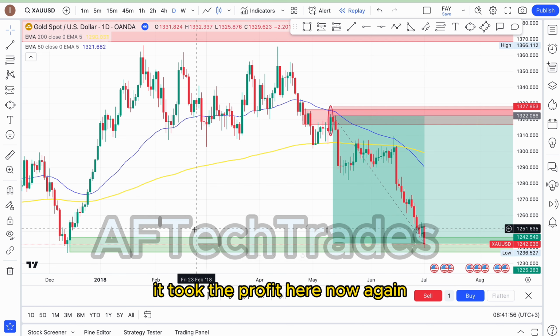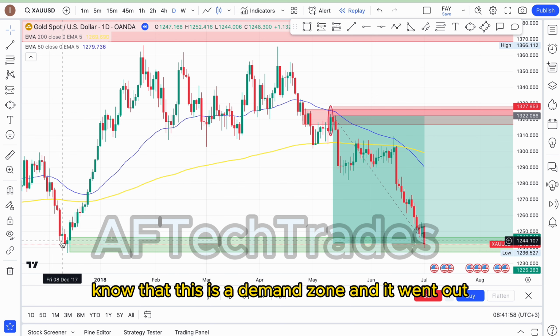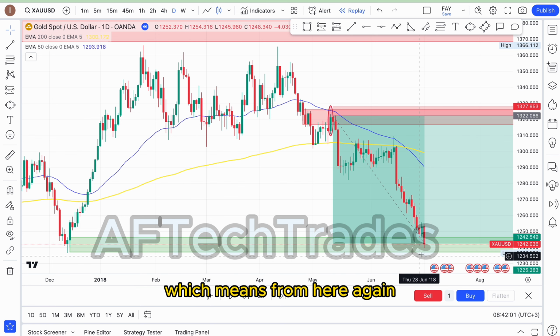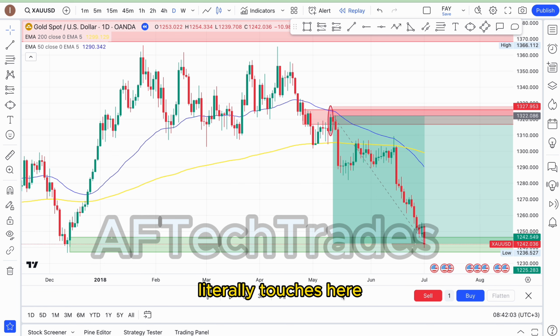Now again, know that this is a demand zone, and it went out, it came back, which means from here again, immediately it touches here, you begin to look for your buy.